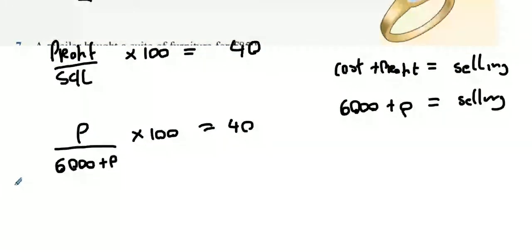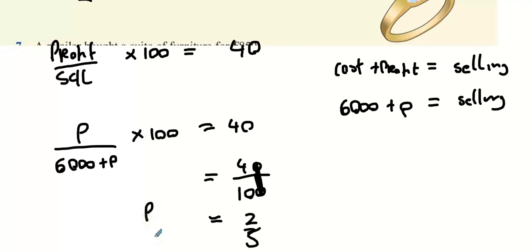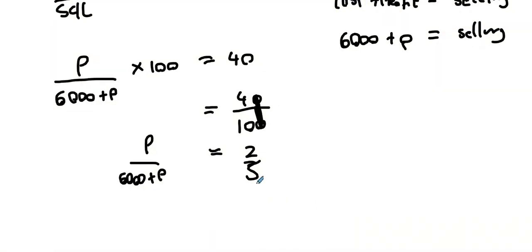No bother. Here's what I suggest we do. It's multiplication of 100, which would be division of 100 on the other side. 40 over 100 is 4 over 10, otherwise known as 2 over 5. So 2 over 5 equals P over 6,000 plus P. Next, we're going to cross multiply. 5 is division on the right, which will make a multiplication on the left to be 5P.